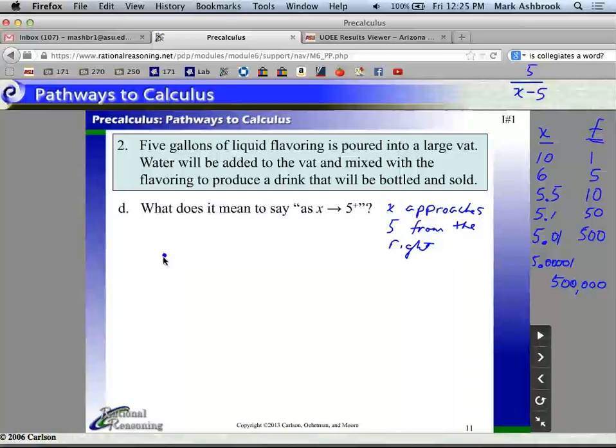So let's see what that looks like on a graph. If we were to graph that, here's 5. And what are we doing? This is the idea of approaching 5 from the right. x approaches 5 from the right. We picked our numbers getting closer to 5, decreasing and getting closer to 5. And what happened to our output?